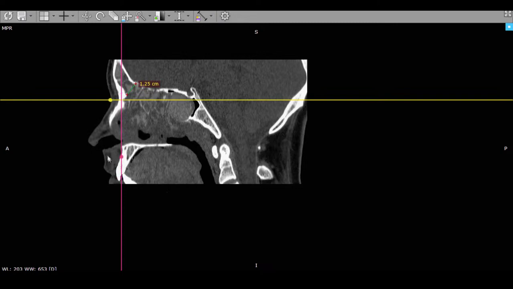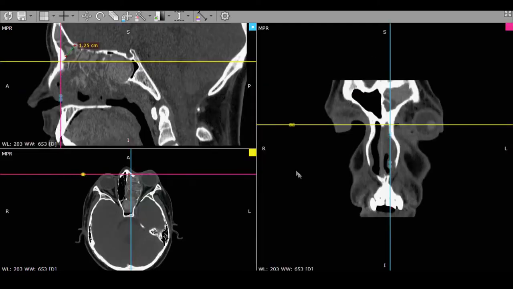So when I come anteriorly from here to the beak, where the beak ends, where the frontal sinus starts, the skull base is more than a centimeter behind. So you are far, far off from the skull base this way. So this is the safest way to enter into the frontal sinus.